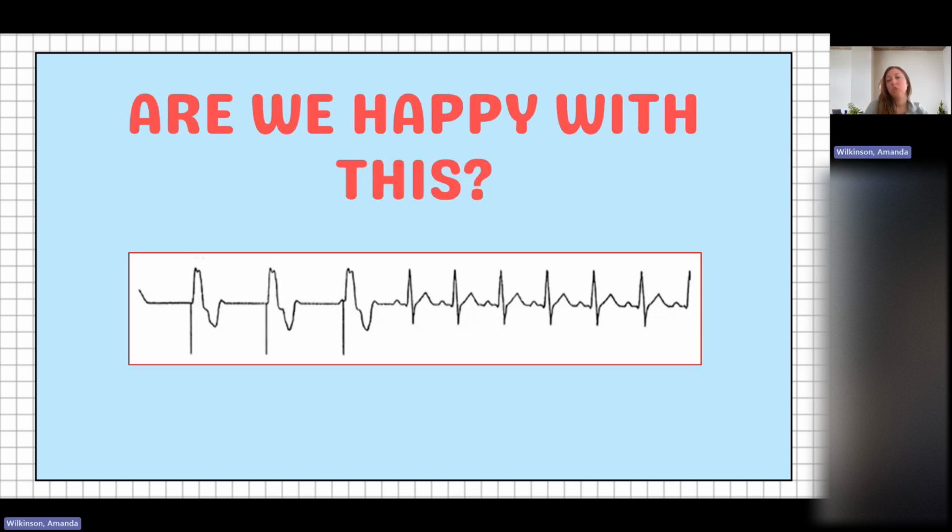So looking at this strip, we see consistent pacing spikes followed by QRS complexes confirming capture. But then the pacing stops and we see the patient's intrinsic rhythm taking over. So when you look at this, are you guys happy with this rhythm? Are you concerned about this rhythm? What are your thoughts on this rhythm? And again, you can unmute your mics or you can throw it into the chat if you'd like.